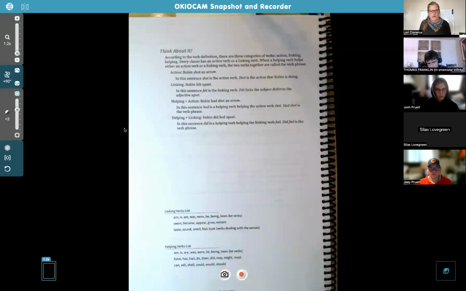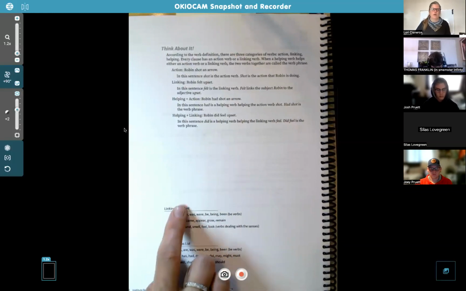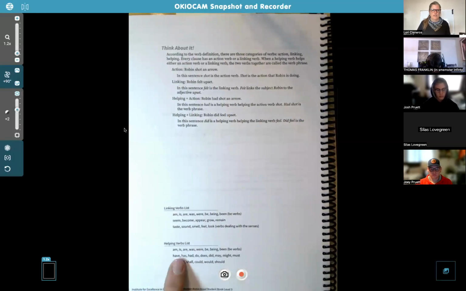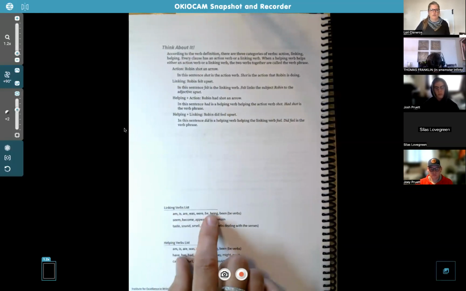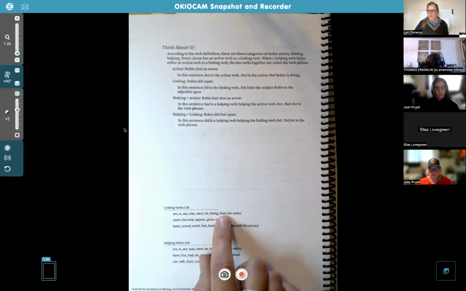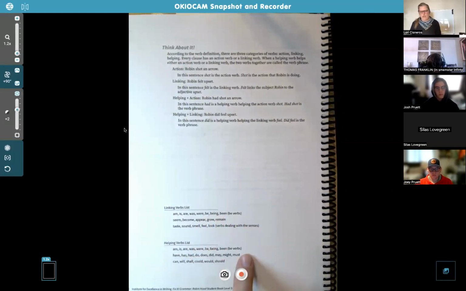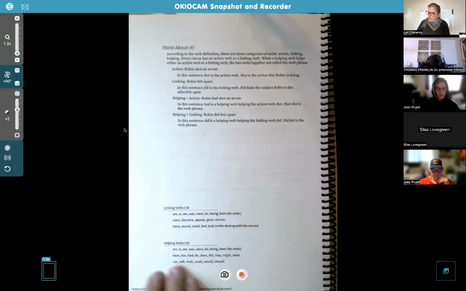I do want to point out that some words are the same in both lists. Basically, this top line right here, am, is, are, was, were, be, being, been. These are all the be verbs. They're the same in both linking and helping. So you have to pay attention to how it's used in the sentence to be able to identify, is it a linking verb or a helping verb? Regardless, it's a verb. So all of these are considered verbs.